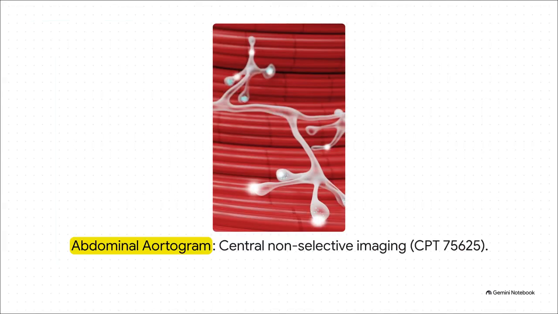Let's look at the first imaging step, which perfectly illustrates why tracking the catheter is so incredibly vital. When initially advanced into the abdominal aorta, contrast was injected to evaluate the aorta itself. For that non-selective diagnostic imaging, we assign code 75625 for an abdominal aortogram.